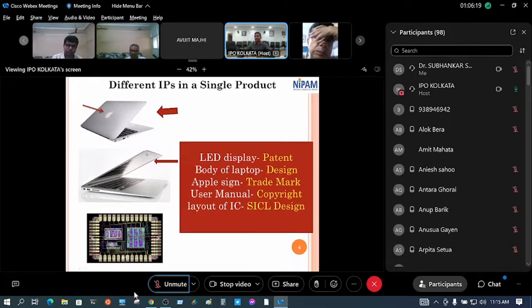And the body of the laptop has a specific design, a specific aesthetic look. So it will come under design. This design is also an intellectual property, right? In a similar manner, when we purchase a laptop or any other gadget, we will receive a user manual. The user manual will consist of some guidelines and many other things. So this user manual must have some copyright. And apart from that, there must be some integrated circuit on this laptop. This is the IC. There will be a specific layout of this IC, and this will come under SICL design, which is also an intellectual property right.